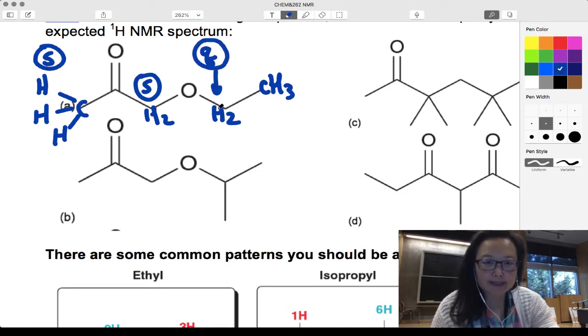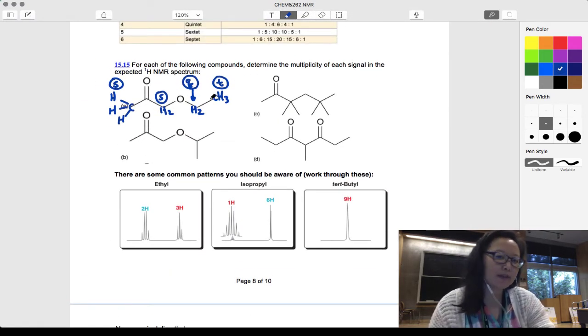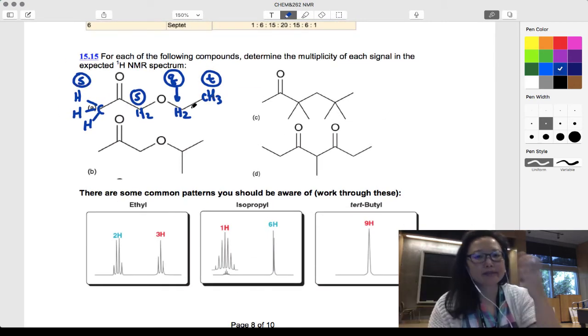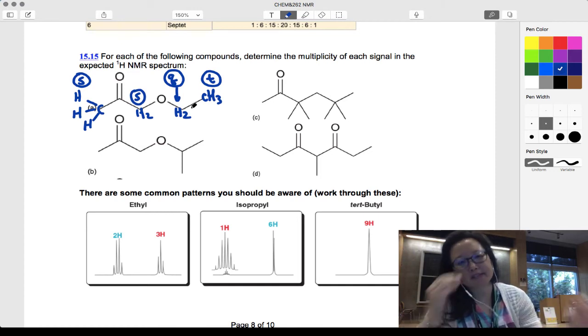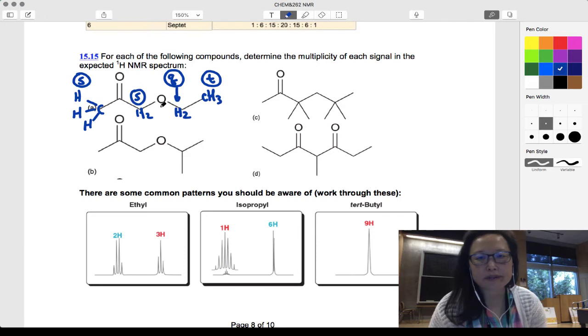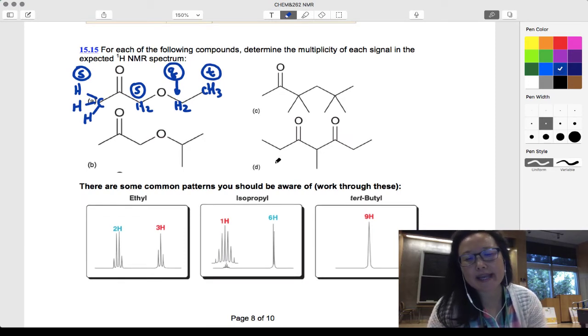This one is split by its neighbors. 2 neighbors plus 1 is a triplet. All right, so that is what I would expect to see for the splitting pattern. And then I would work on placing those patterns along the chemical shift based on what kind of functional groups are nearby. After that, you have an NMR spectrum. So go ahead and try B, C, and D.